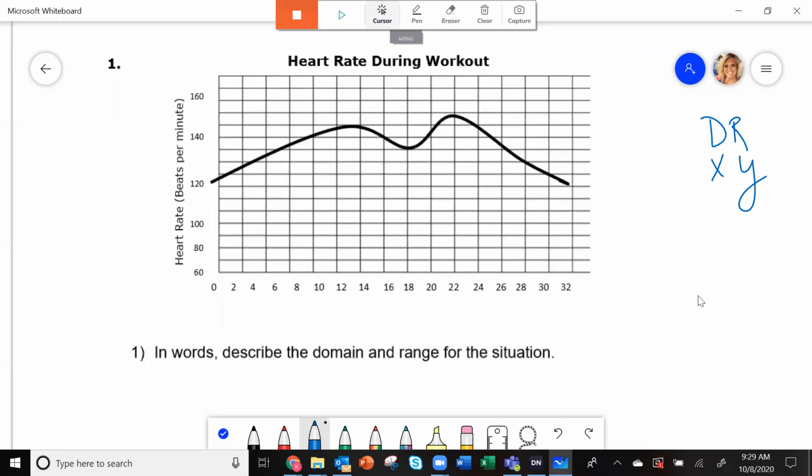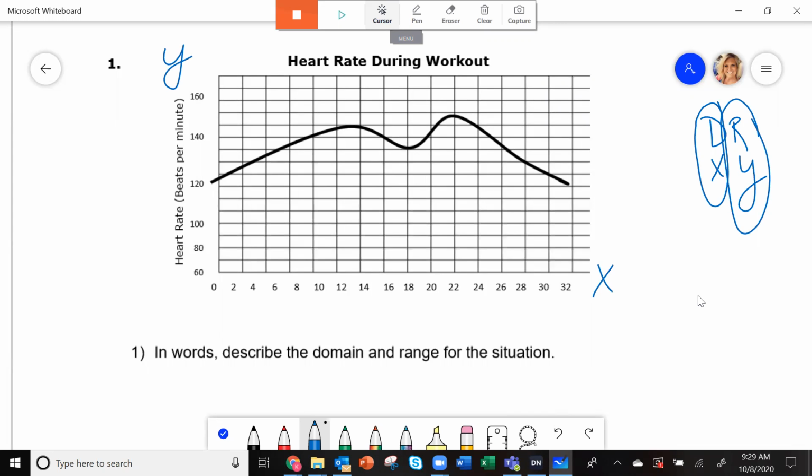We've done these other lessons. I've talked about Dr. XY. That is helping me know that domain is the X, range is the Y. Okay, so let's label our axis. We've got X and we've got Y.